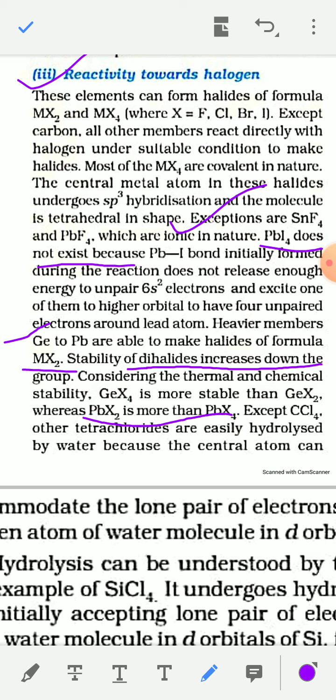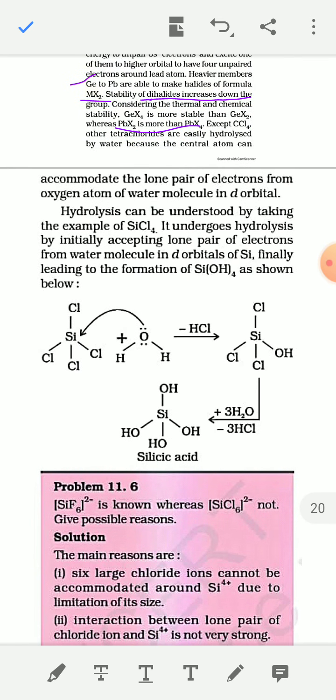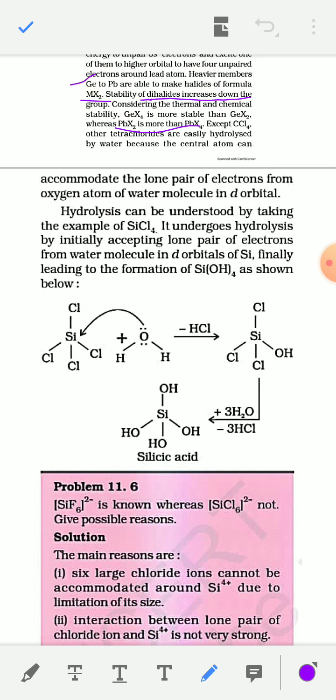Except CCl4, other tetrahalides are easily hydrolyzed by water because the central atom can accommodate the lone pair of electrons from the oxygen atom of the water molecule in its d orbital. So this halide, except carbon tetrachloride, all the other halides of group 14 elements can easily hydrolyze because these elements have vacant d orbitals.